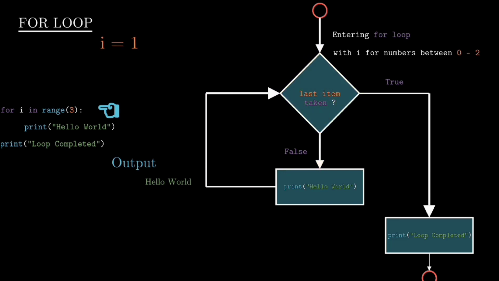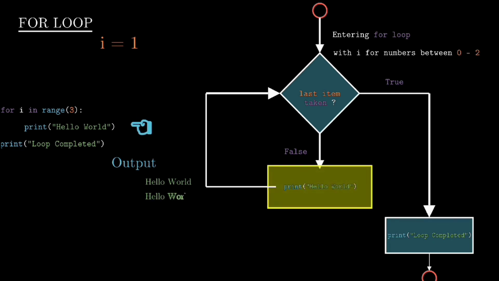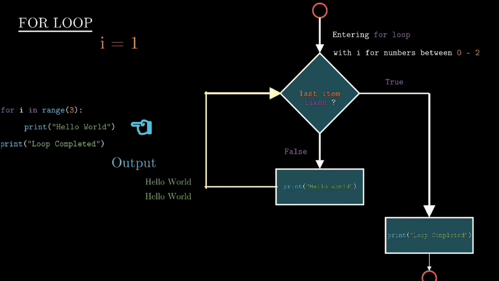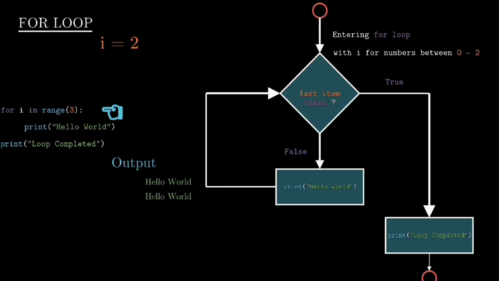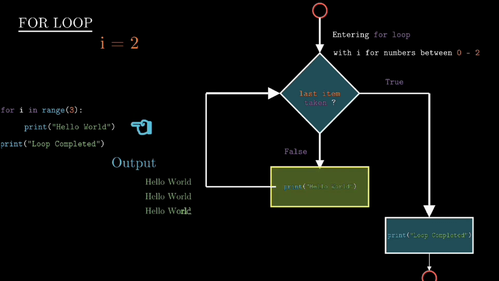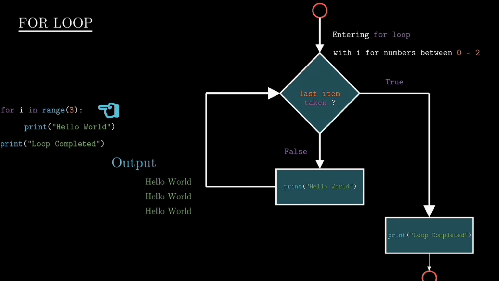It picks 1, goes down to the first part, prints hello world. Then go back up again. Check if we've picked the last item, which is false again. It picks 2, goes down to the first part, prints hello world. Then go back up again. Then it checks if we've picked the last item. This time around, we've picked the last item, which is true. Then it goes through the true part, then prints loop completed.